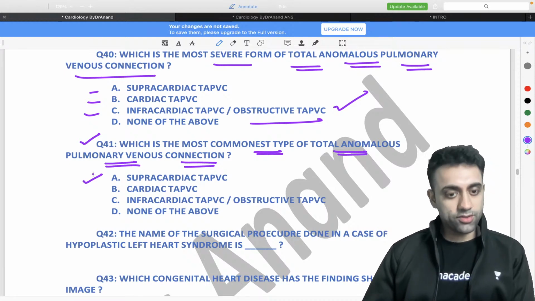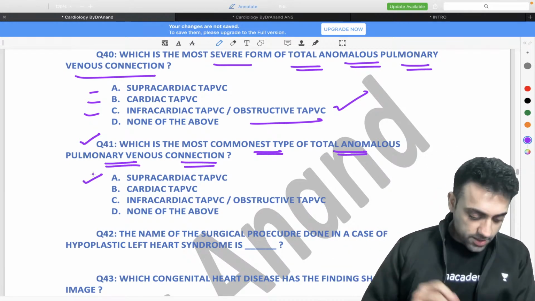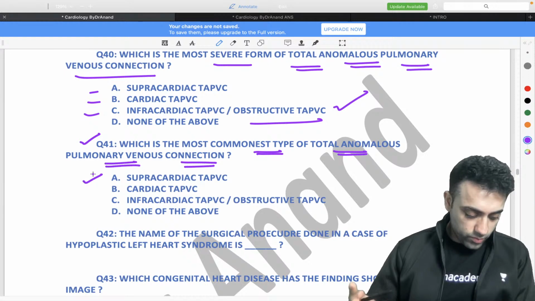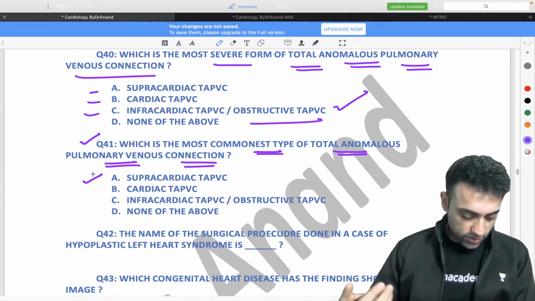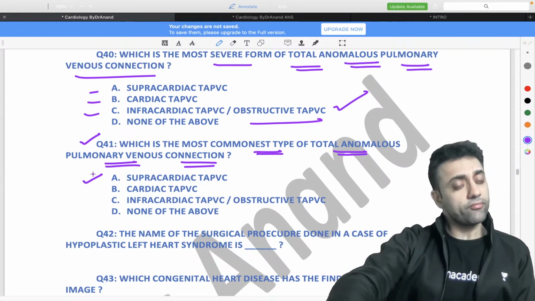Supracardiac TAPVC, yes or no? Very good, yes, that's right. People who have given right answers are Raghuvansh, Tanu, Vaidehi, Rachna, Staphylococcus, Sandhu, Mini, Osama, Hamid, and Mona Lisa. Mind blowing.